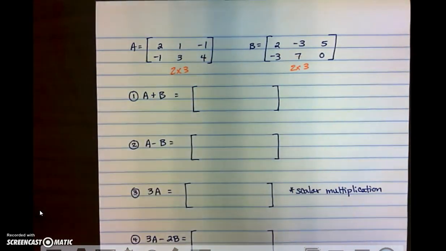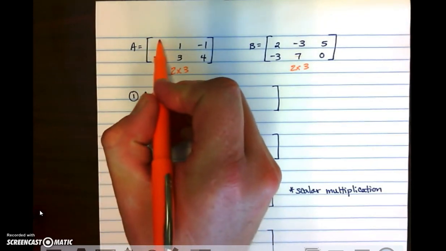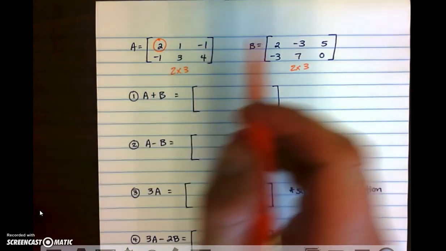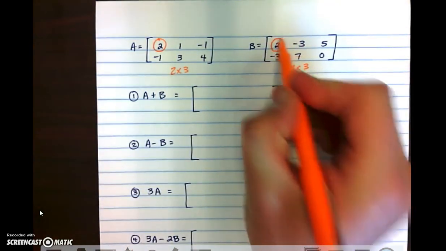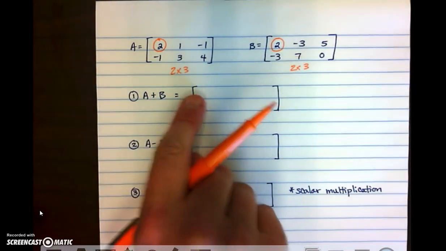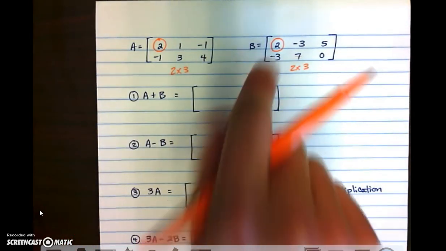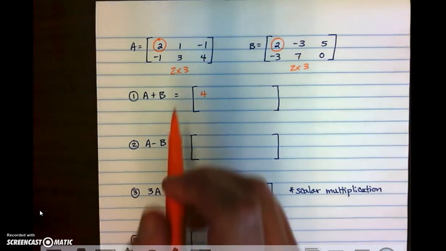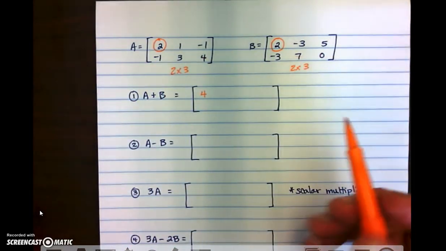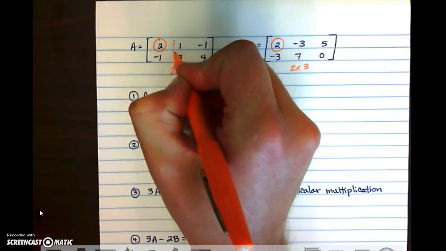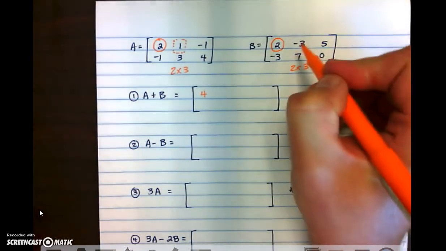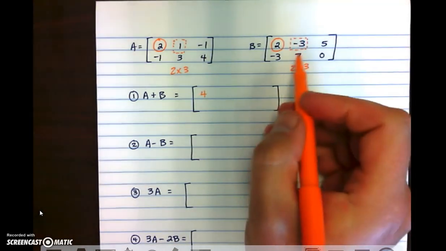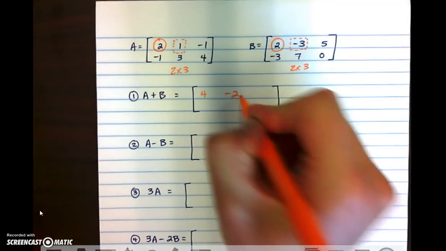So when we do A plus B, we're going to add the numbers in the corresponding positions. The 2 right here is row 1, column 1. So over here I'm going to go row 1, column 1. When I do A plus B, I take the 2 and add the 2 and get a 4. Okay? And then I just continue along that row and do the same thing. Row 1, column 2: 1 and -3 gives me -2.